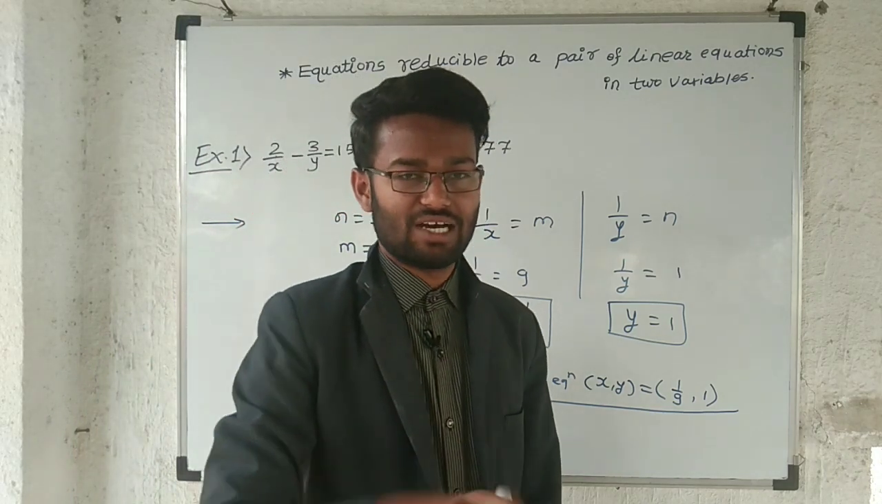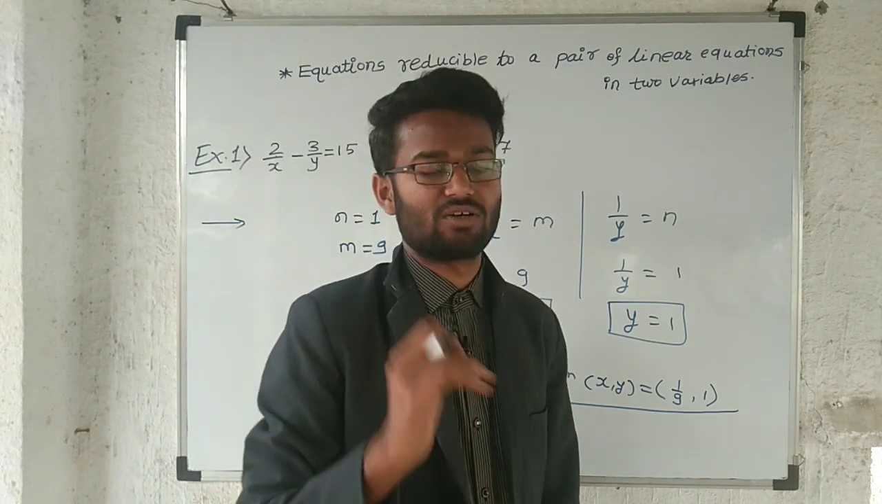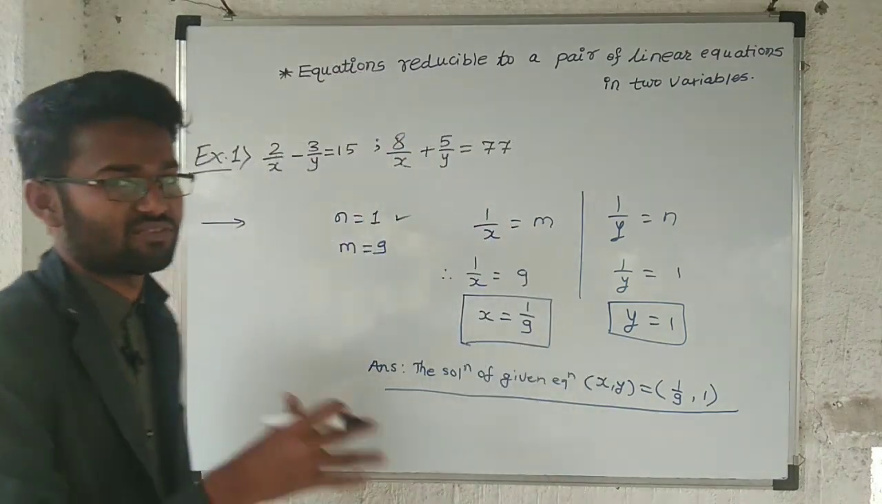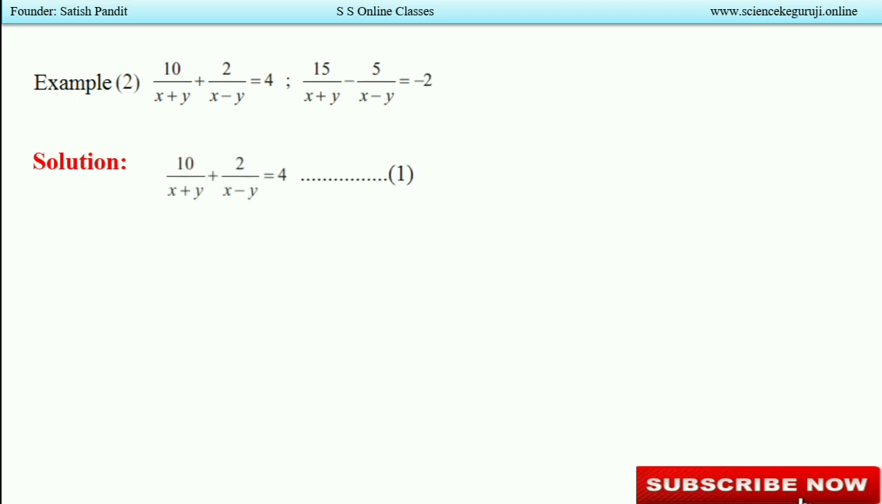Now we are solving another example. So look at this carefully. चलिए दोस्तों दूसरा एग्जांपल सॉल्व करते हैं, the first equation is 10/(x+y) + 2/(x-y) = 4, and the second equation is 15/(x+y) - 5/(x-y) = -2. So solve these equations. Give the equation numbers: this is the first equation and the other is the second equation.